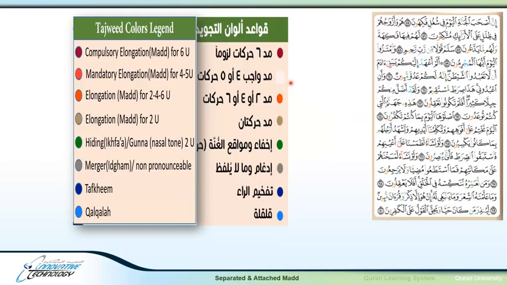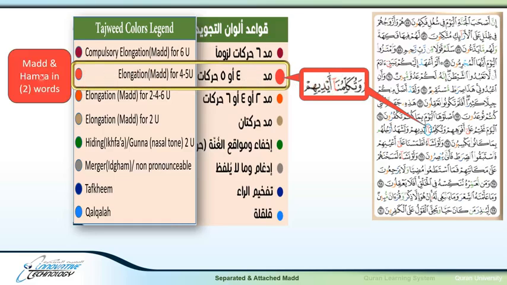Now let's take another example of the same color, but we find 2 different words. Takallamuna aydihim. The alif is in one word, the end of the first word here, and the hamza follows the med letter, but in a second word. And the rule here is to perform elongation, med, for 4 units. And since those 2 words are separated, and the med and the hamza occur in 2 words, as we see here, we call this the separated or the detached med.